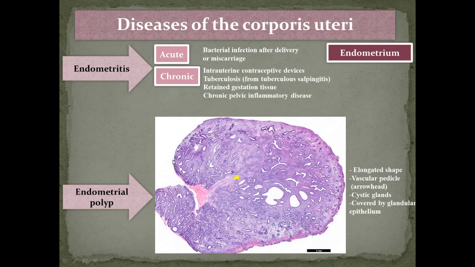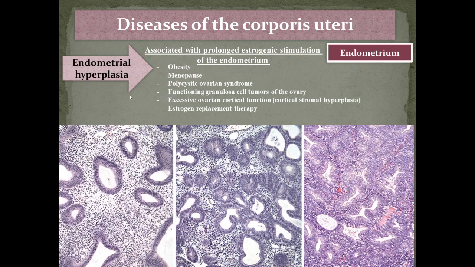And please look here, the whole border of the polyp is covered by glandular epithelium. It's important. So this is a polyp. Move on. Endometrial hyperplasia, classically associated with prolonged estrogenic stimulation of the endometrium. Classically. And please look at the top of the causes.